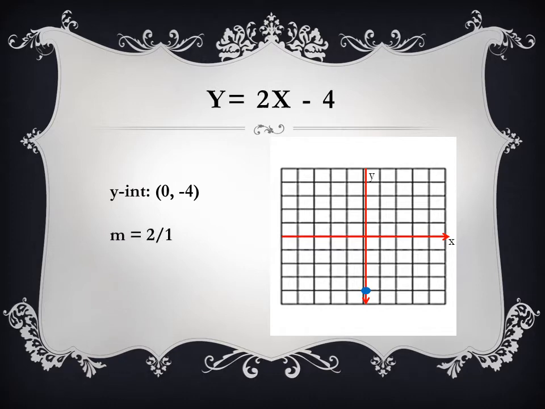Our slope is +2, but since it is a whole number, we put it over 1 to make it the fraction 2 over 1. Now we can count off the slope twice. So from the y-intercept, we can count up 2 and over 1, up 2 and over 1. Since we have 3 points, we can now connect the dots and make our line.